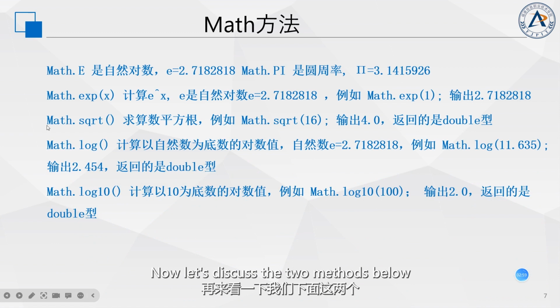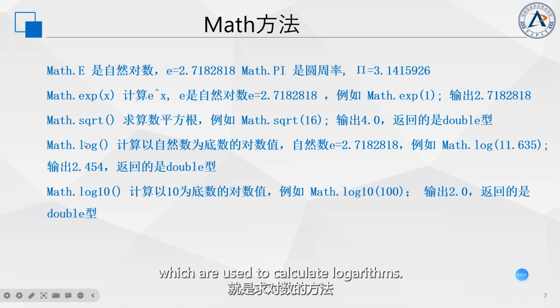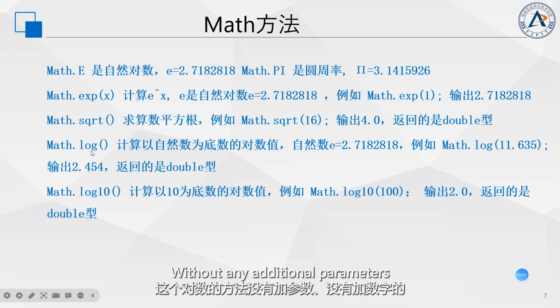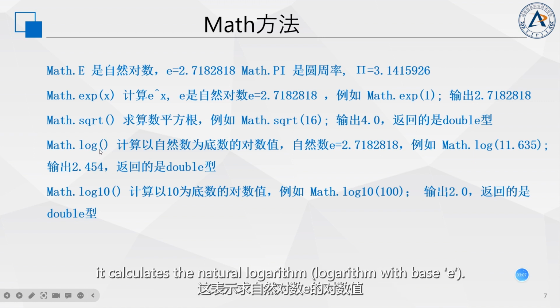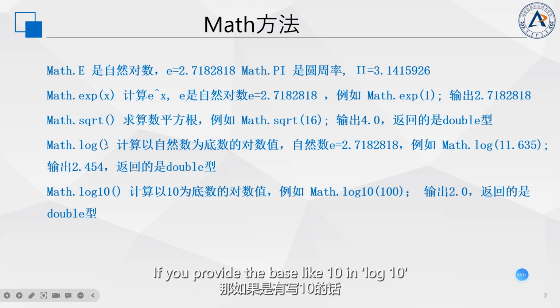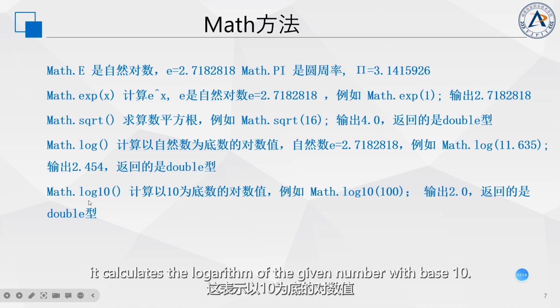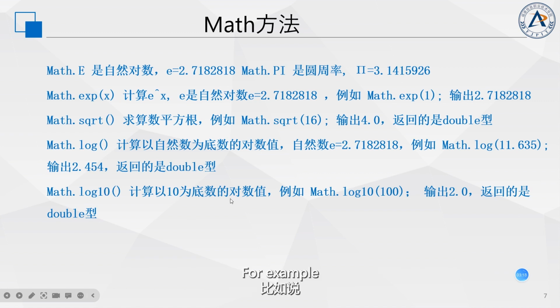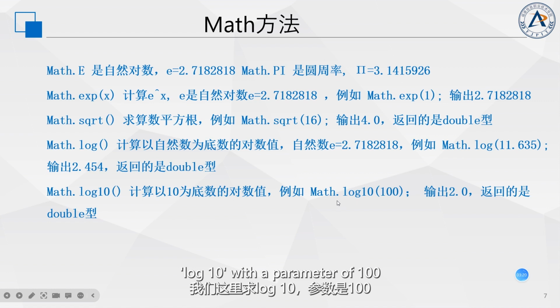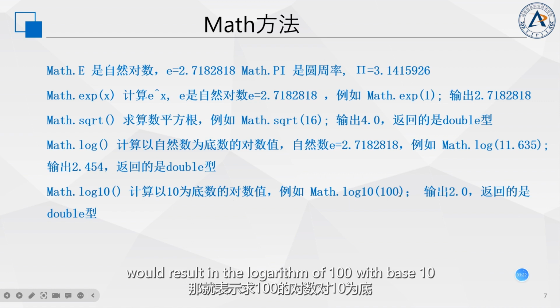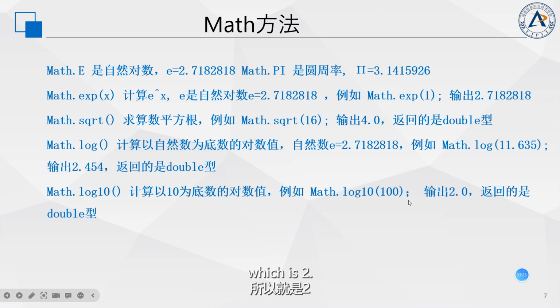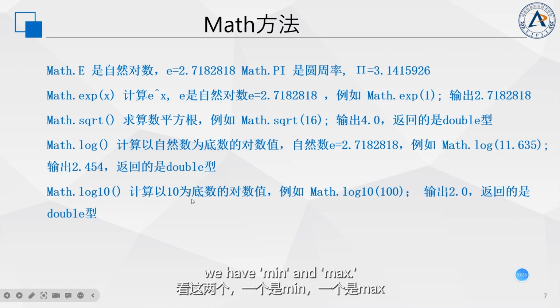Now, let's discuss the two log methods below. The one without any additional parameters calculates the natural logarithm with base e. If you provide the base, like 10 in log10, it calculates the logarithm of the given number with base 10. For example, log10 with a parameter of 100 would result in the logarithm of 100 with base 10, which is 2.